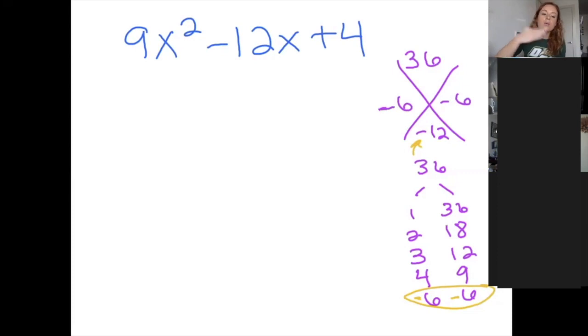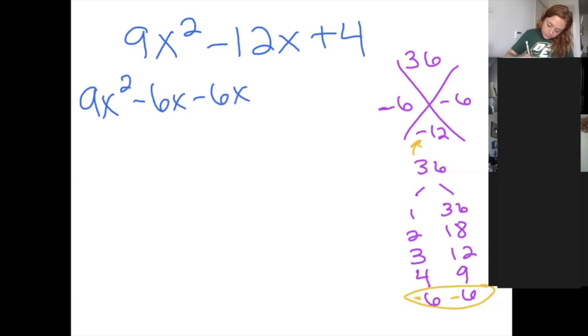Remember this is the x method, but I'm going to show you a shortcut in a second. So we're going to rewrite this: 9x squared minus 6x minus 6x plus 4. So what would I do if I were using the x method to solve this? Group them. Yep, first two, last two.